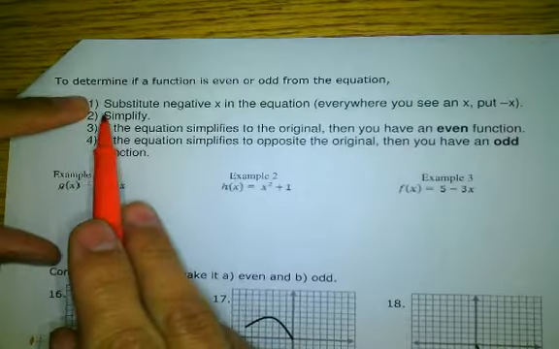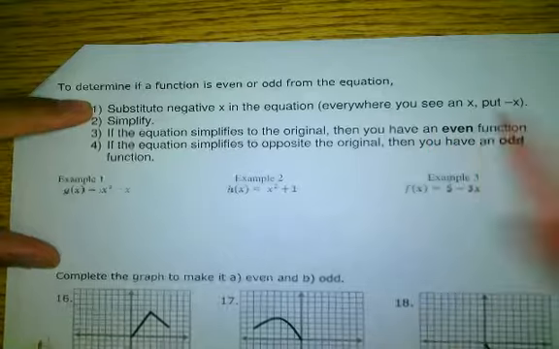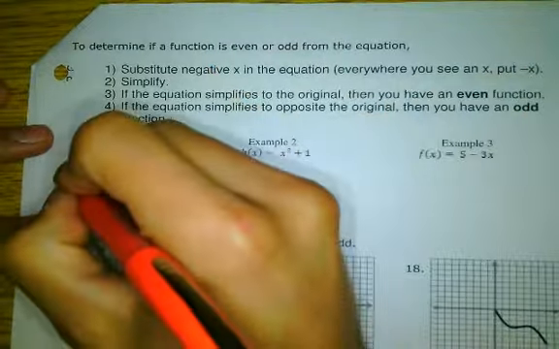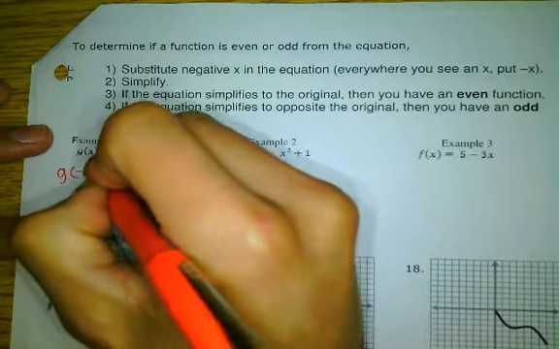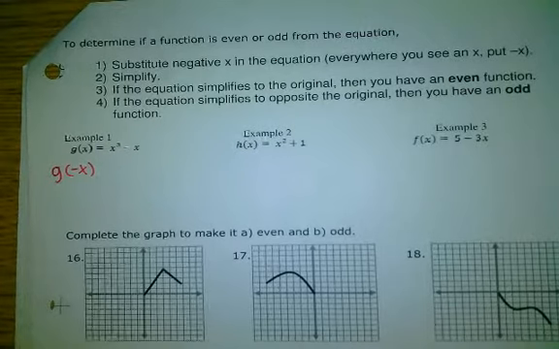That's what I'm asking you to do. What does that mean? Okay? If you're having difficulties thinking, how about if I give you that, what would you do? G of 2. You would plug in a 2 for every x. Well, you're doing the same thing, but I want you to put a negative x.